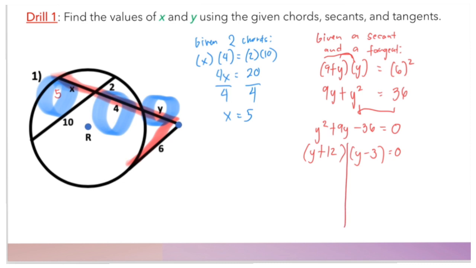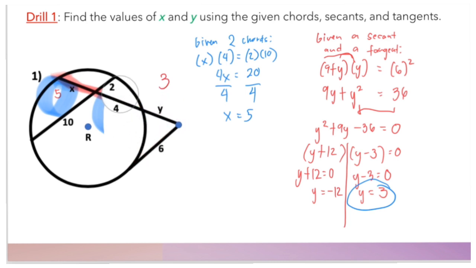Doing so, we now have the binomial factors. We equate them to 0. We're going to have y plus 12 equal to 0, y minus 3 equal to 0. Then let's transpose. So y is equal to negative 12 and y is equal to positive 3. Remember, these are measurements. In this context, y is the measurement of the external segment, so it cannot be negative. So the answer we're going to have is 3. Again, just like earlier, if you want to verify if these are correct, all we have to do is use the formula and substitute.